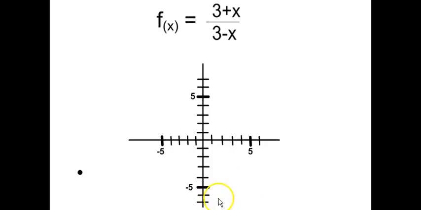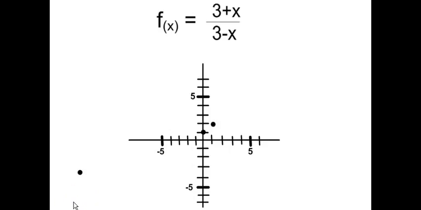Let's pick a few points around x equal 3. Maybe let's start with x equals 0. If x were 0, 3 minus 0 is 3. 3 plus 0 is 3. We have 3 divided by 3, or 1. So when x is 0, y is 1. 0, 1 is on the graph. Pick 1. I'll get 4 over 2, which is 2. So 1 comma 2 is on the graph.